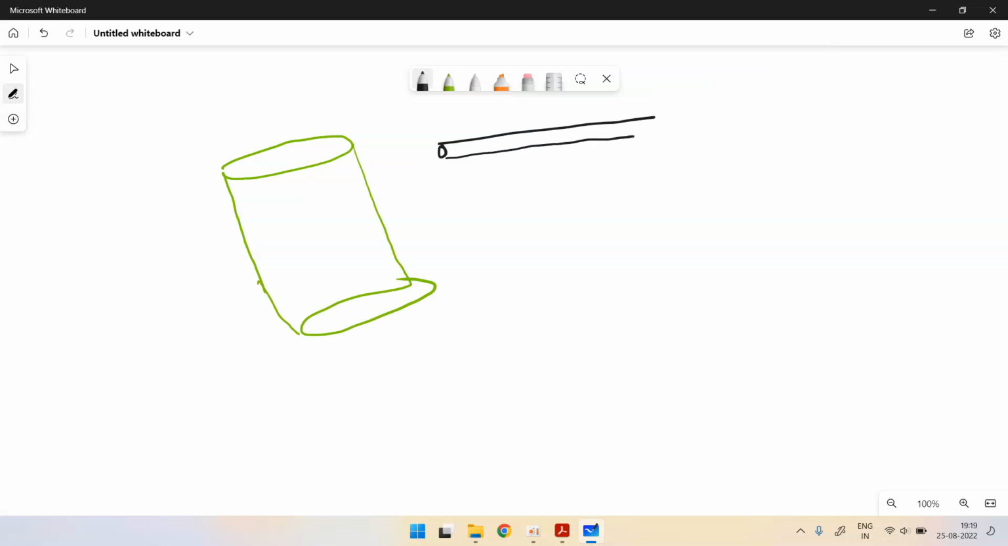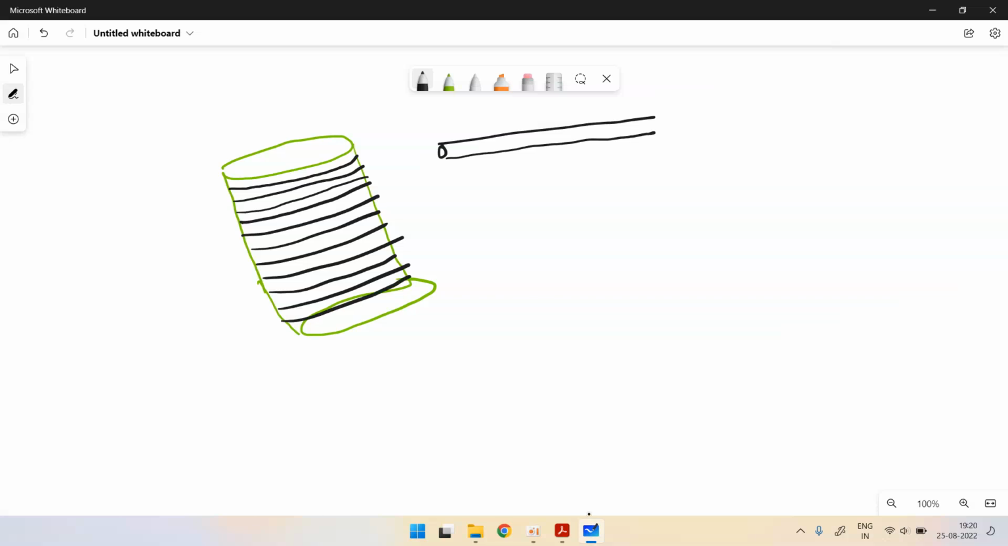See, this is the cylinder. I'm drawing it big because it requires thinking. Suppose this is the wire. This wire is to be rolled around the cylinder so as to cover the entire curved surface of it. So what will be the length of this wire? You need to find the length of this wire.